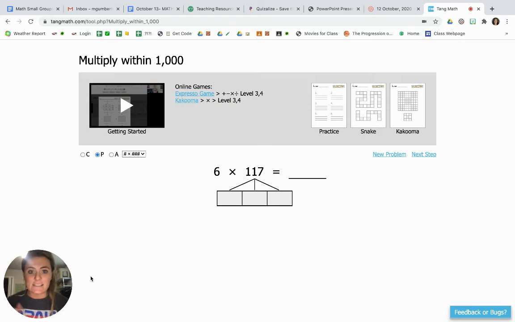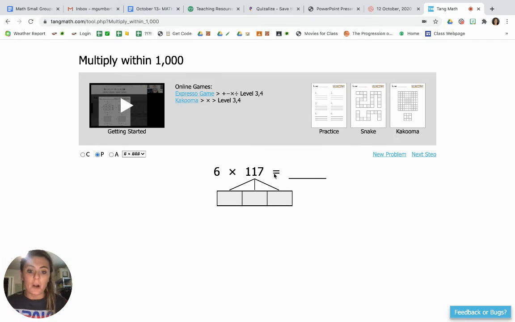Hi guys, welcome back. This is the partial products method for multiplying multi-digit numbers. We're going to start with 1 by 3 digit. So the first thing that you're going to do is break apart the multi-digit number into expanded form, just like this. So we have 6 times 117.